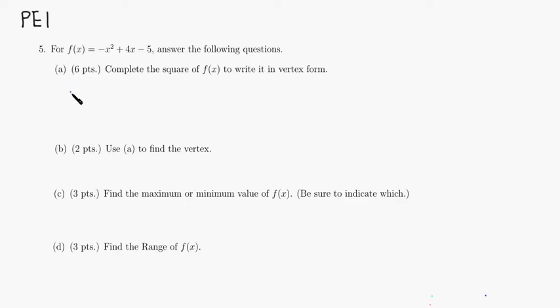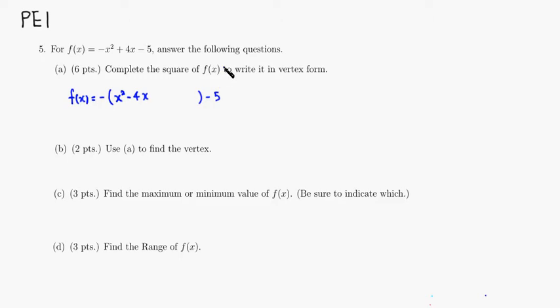So f of x, the first thing I would do is pull out the negative sign from the first two terms. So you have x squared, and pulling out the negative 1 from positive 4x gives negative 4x. Then I'm going to leave a little bit of room, and I'll just put minus 5 right at the end.